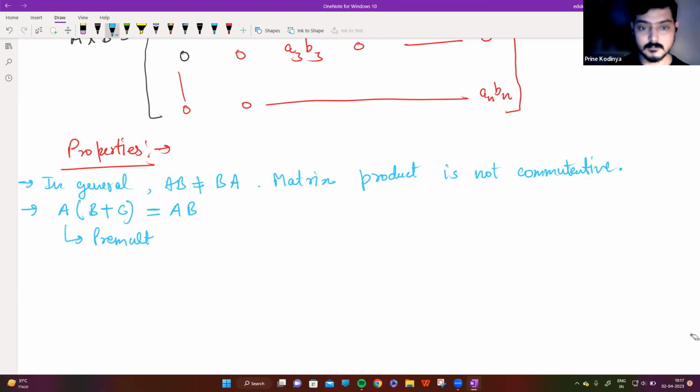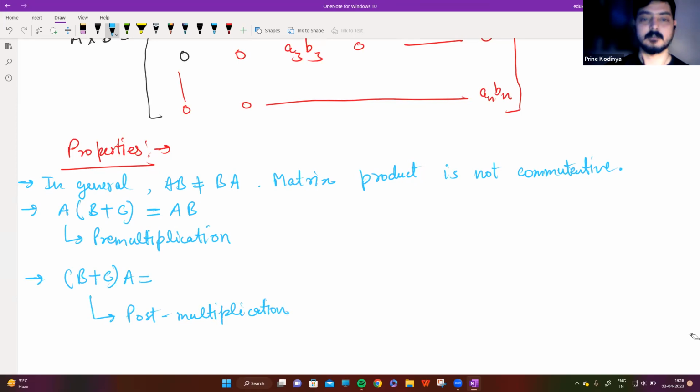We call it pre-multiplication. Now, if I write it like this, this is post-multiplication. So always remember, always check whether it's pre-multiplication or post-multiplication, right? So you can multiply this A, but you have to write A first and then B, AB plus AC. While in this case, you can do BA plus CA, but you can't change their order.